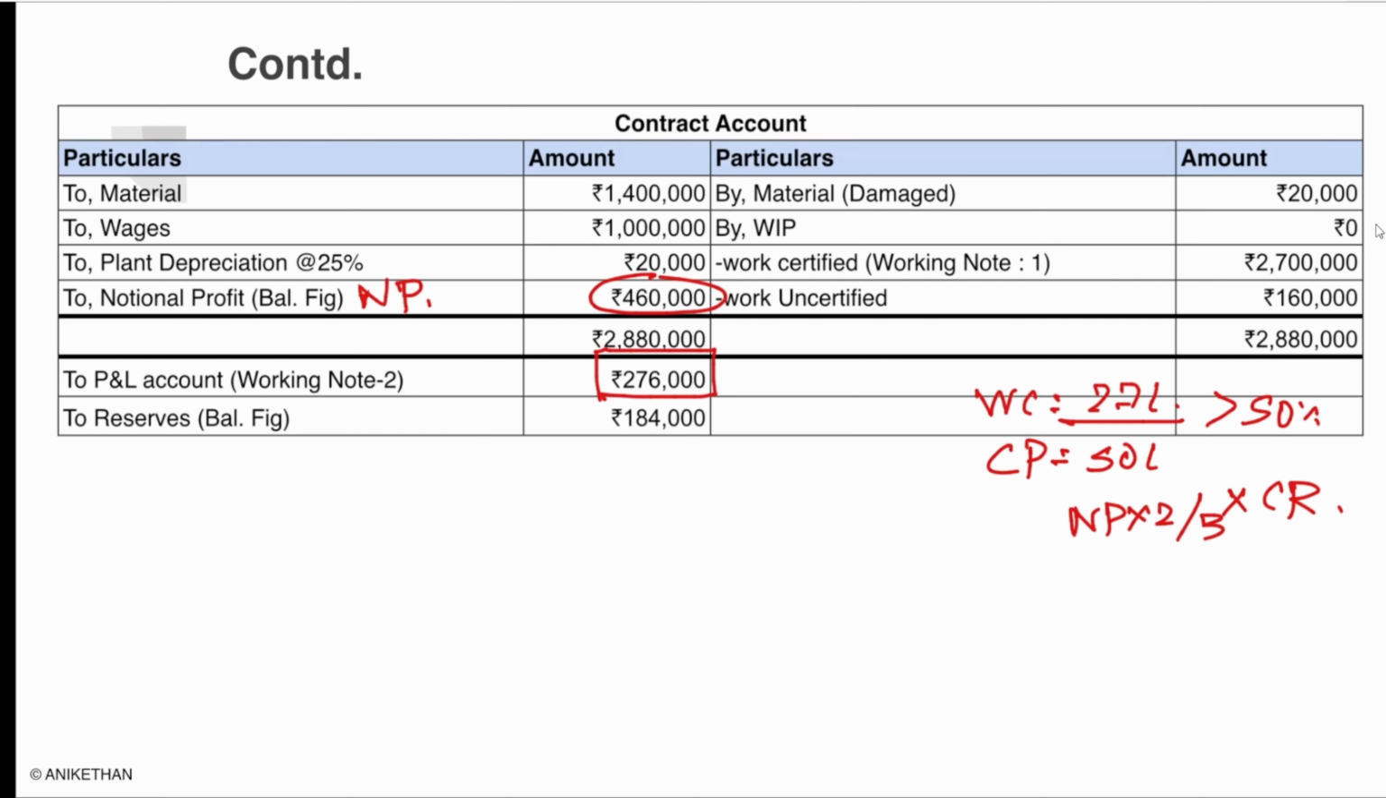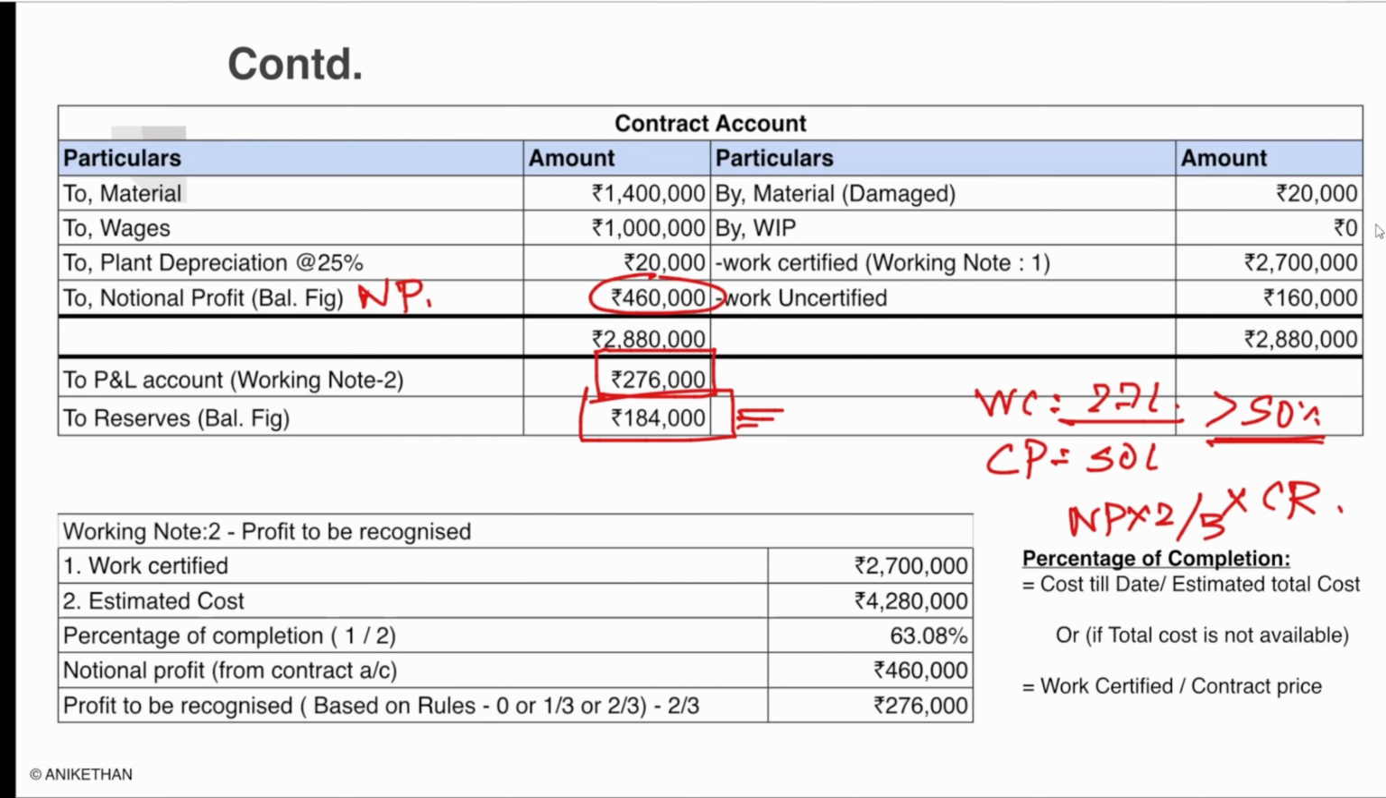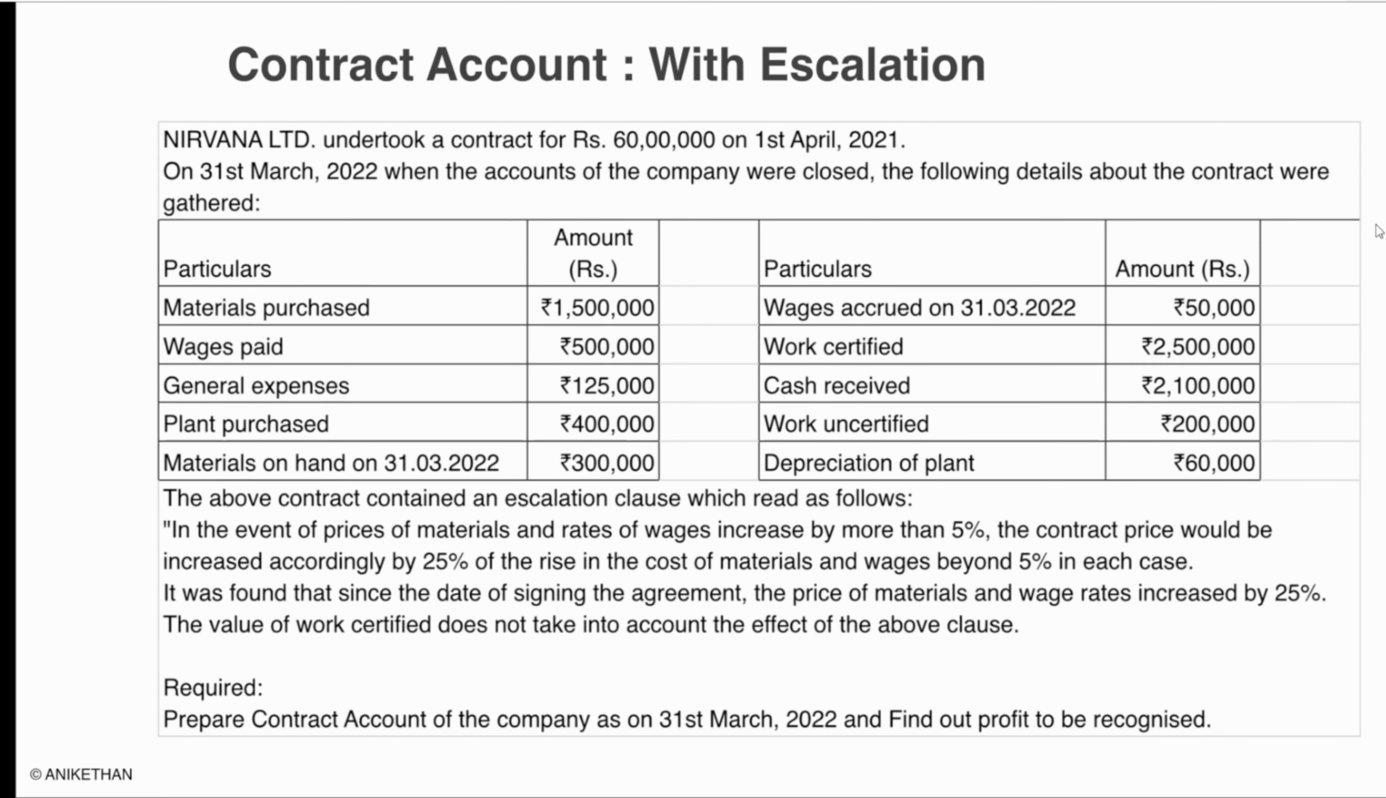This will be transferred to the P&L account and the balance will go to the reserve account. The reason it goes to the reserve account is that my contract is not 100% complete. Tomorrow, if there is some escalation or something happens because of which I have to spend more, this reserve account will be used for that. So my notional profit will be recognized like this. This was a simple problem. Similarly, we will see a problem with escalation.